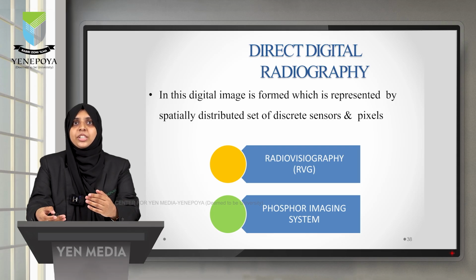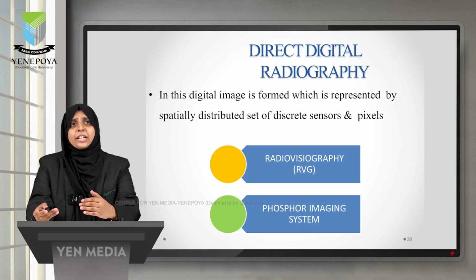Now moving on to digital radiography, that's one of the widely used techniques. In this technique, a digital image is formed, which is represented by a spatially distributed set of discrete sensors and pixels. So this includes radiovisiography and phosphor imaging systems.